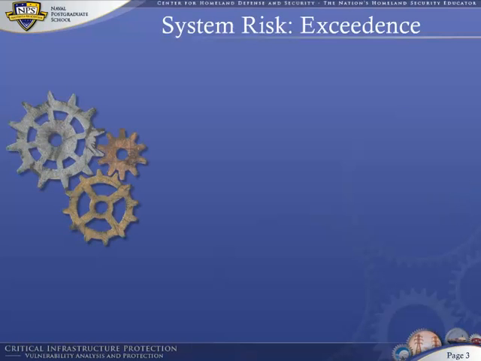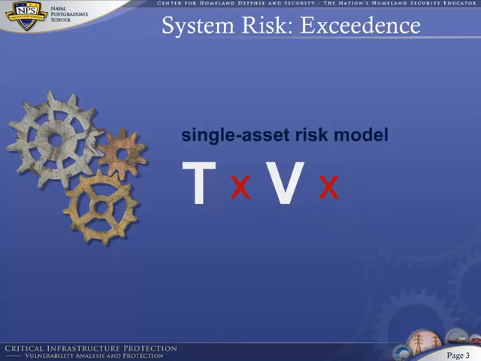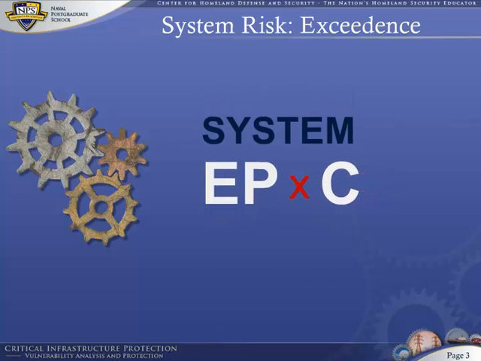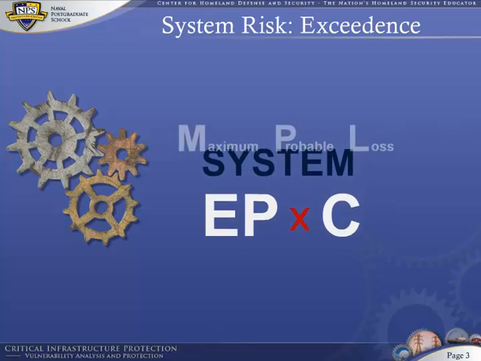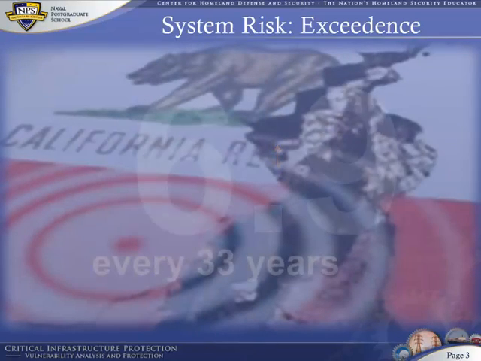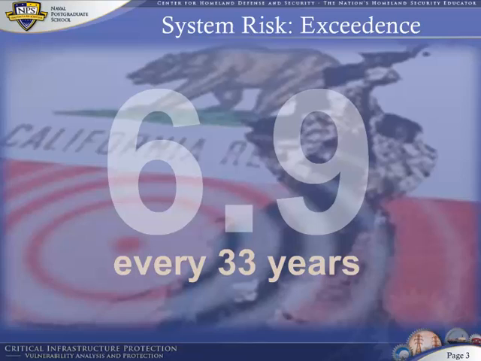A system contains components, each with single asset risk. This risk is modeled by the simple risk equation, T times V times C. In a system, however, T times V is replaced by an exceedance probability, EP, and risk is defined as the product, EP times C. This equation is called the maximum probable loss, because it represents the maximum loss rather than the expected loss. For example, a 6.9 or greater earthquake in Northern California occurs about once in every 33 years.